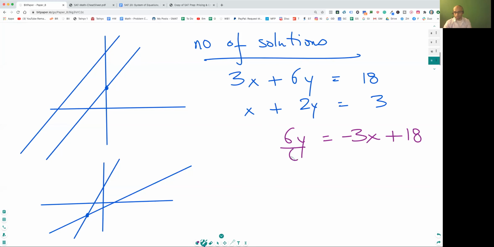Then divide by 6 on all sides. Be very, very careful. So when I divide by 6, guys, what do I get? I get y is equal to negative half x plus 3, right?